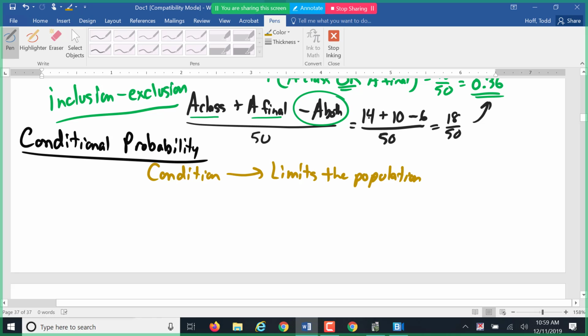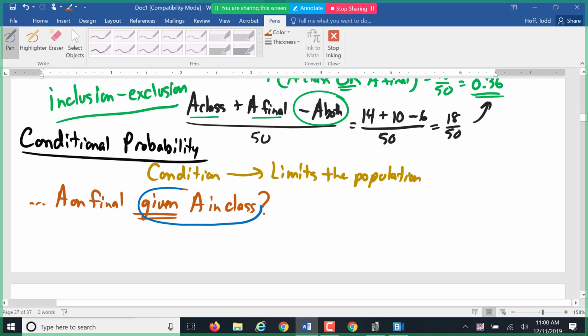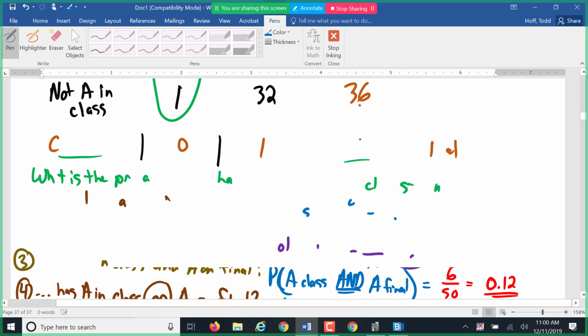Let's say we want to find the probability that a randomly selected student has an A on the final, given, that's the key word there, given they have an A in the class. So what does that mean? Well, the given means we are narrowing our search. We're only going to be drawing from the students that have an A in the class.